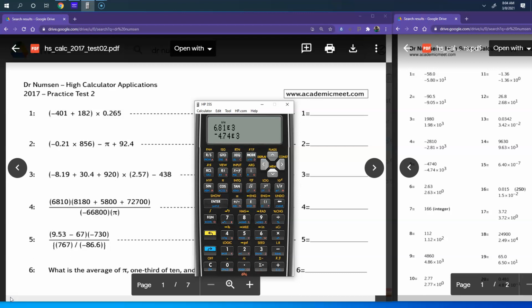So what I want you to do is practice these, put them into the calculator, and then I want you to practice with speed, and go as fast as you can. Okay.